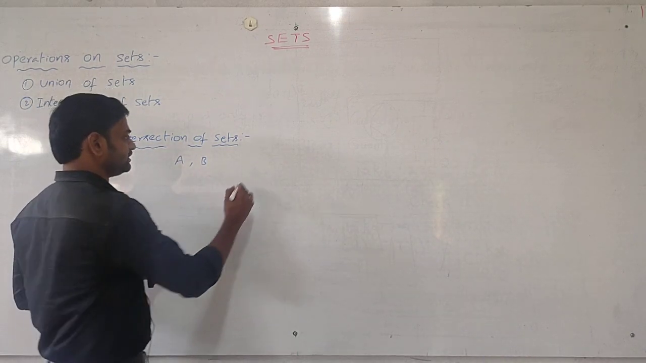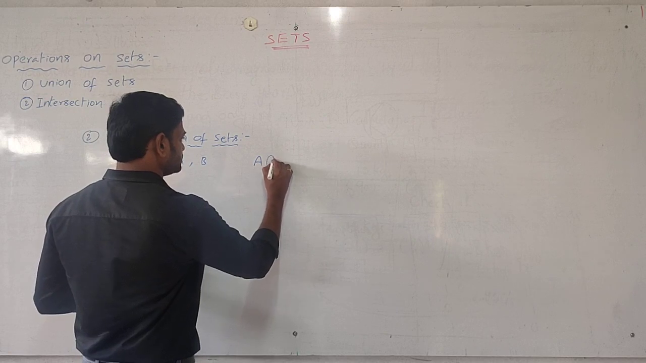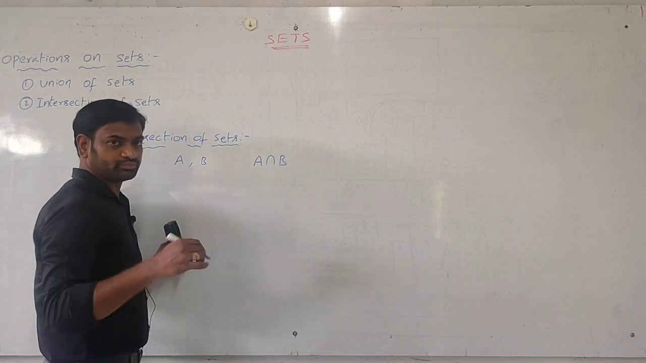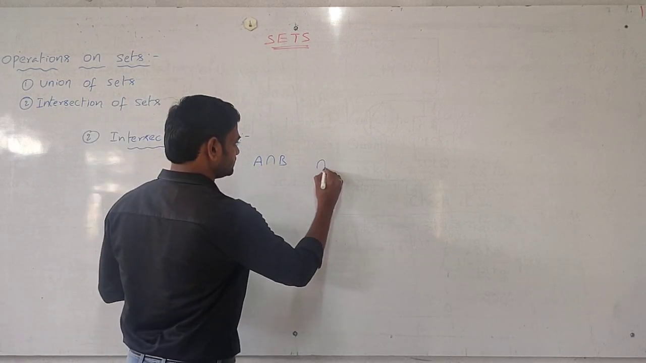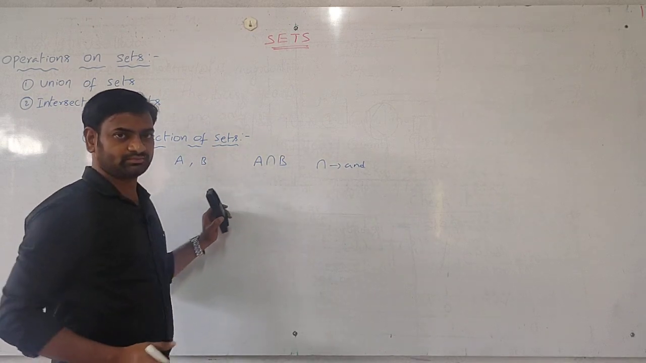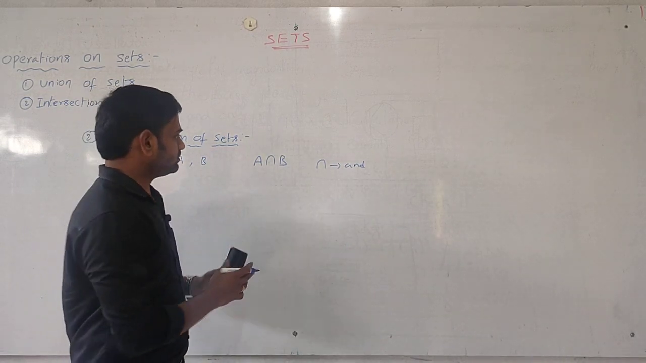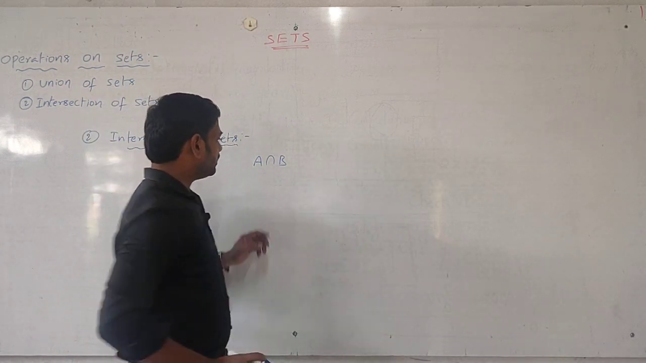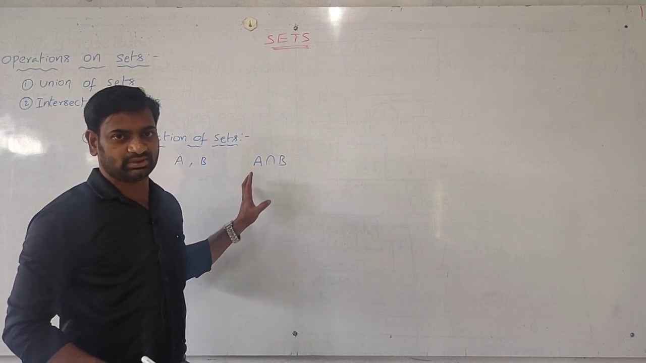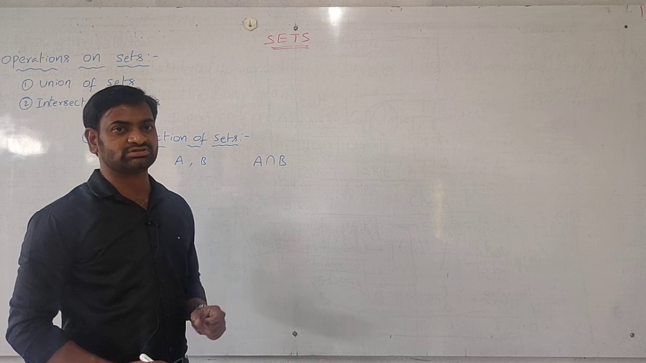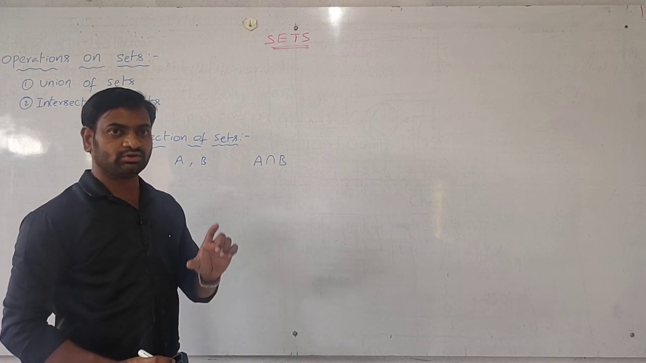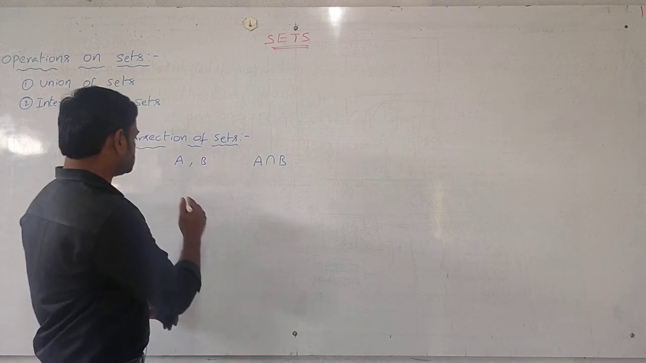So how we can write that is A, this is the intersection symbol, A intersection B. Further we can call this intersection as AND, A and B. Now how we can pronounce this one? A intersection B. That means common elements of A and B. Suppose see one example.